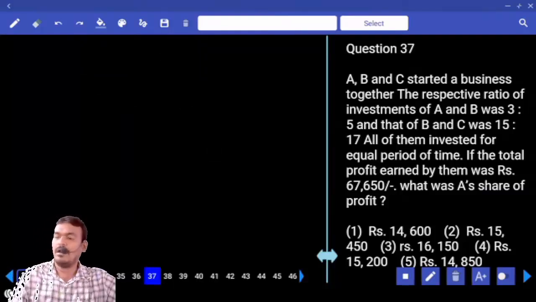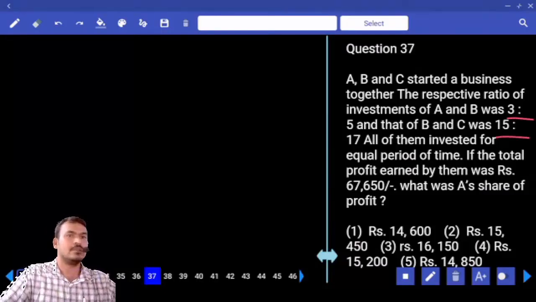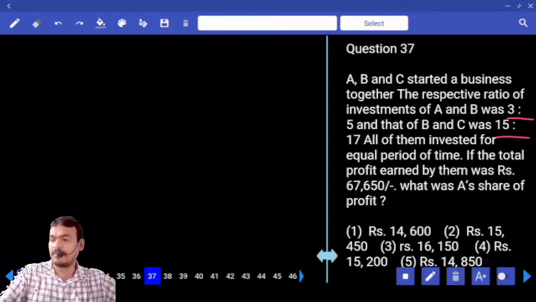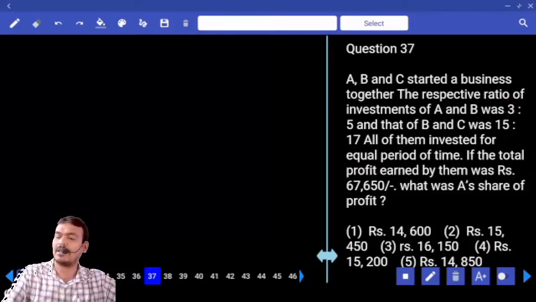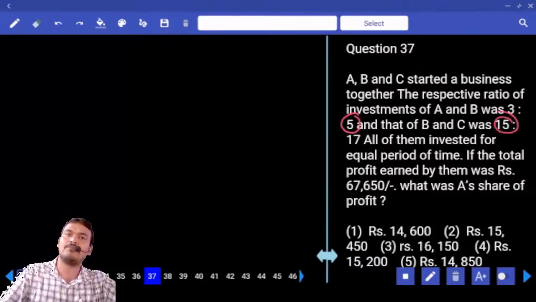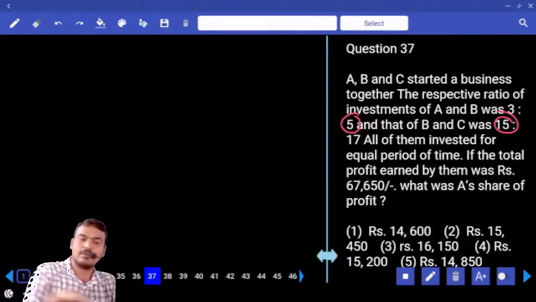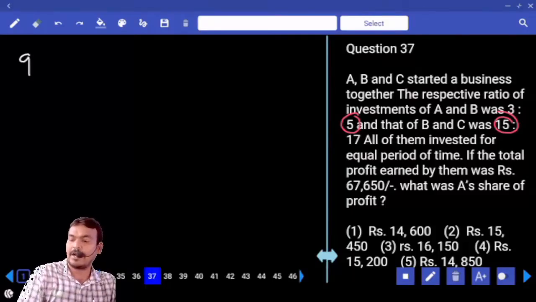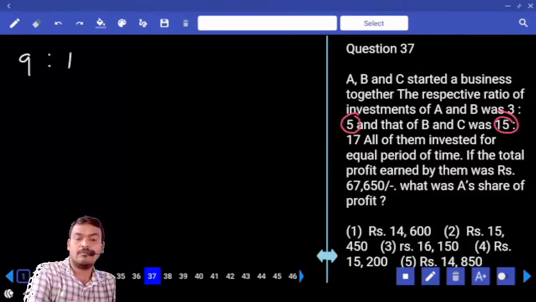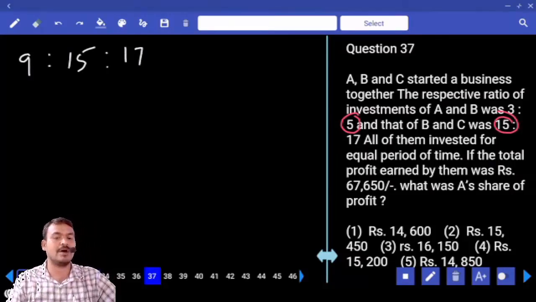A share. Here how many ratios are given? 2 ratios. But how many persons' relation are given? 3 persons, are they not? Then equate which parts? B parts or A parts? B parts. What are the B parts in the first one? 5. Second one 15. What is the LCM of 5 comma 15? 15. 5 how many times? 3 times. Means A share is 9 parts, B share is 15 parts and C share is 17 parts. What is the sum of the parts?